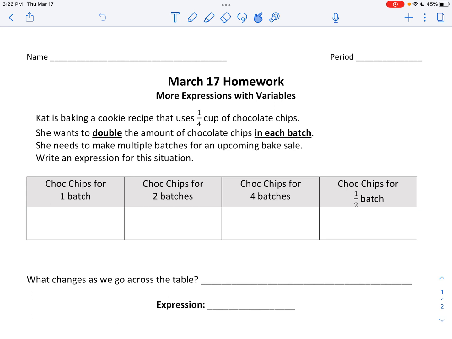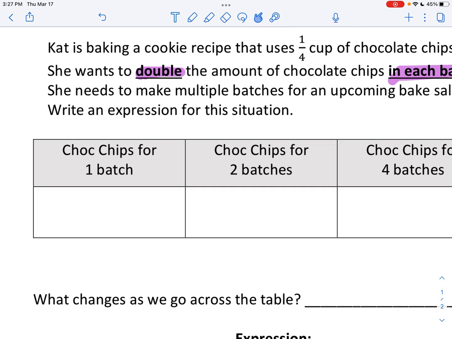The first problem with the chocolate chips is similar to what you've done in class. I want you to be really careful with the reading, right? It says she's baking a cookie recipe that uses 1/4 of a cup of chocolate chips, and she wants to double the amount of chocolate chips in each batch. Right? So you can fill in this table, right?